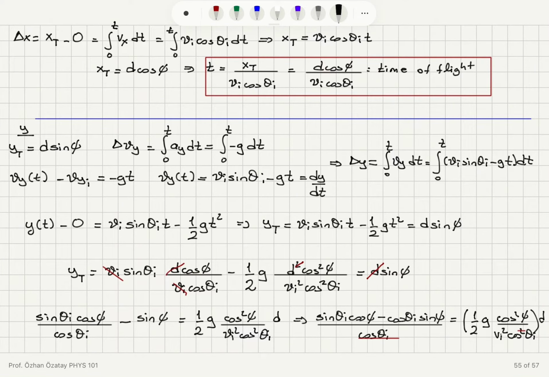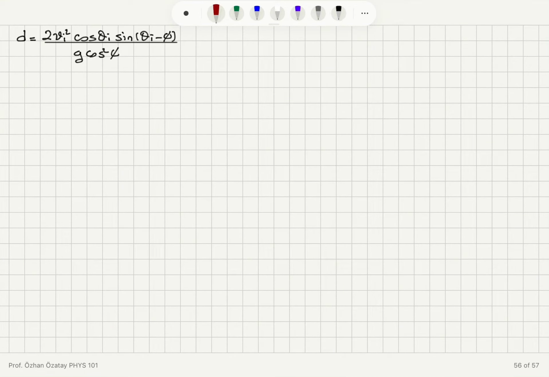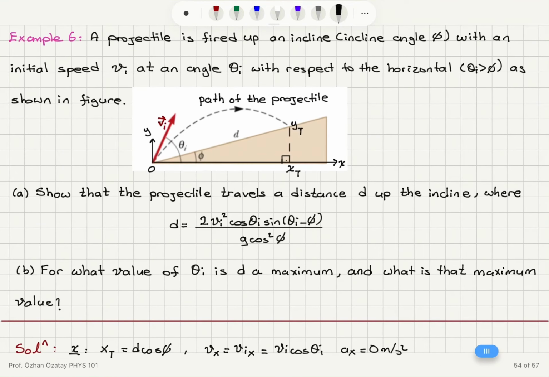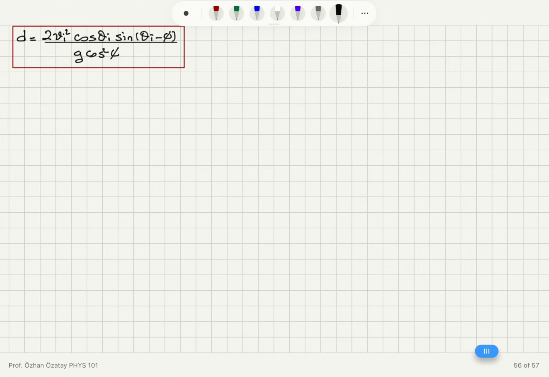So there was a g cosine square phi here. It goes to the bottom. So this is the distance I travel up the incline, given in terms of initial velocity, the angles theta I and phi, and the gravitational acceleration g. Now, does that match with the suggested expression 2vi squared cosine theta I sine theta I minus phi divided by g cosine square phi? That is exactly what I have found. So this is correct.